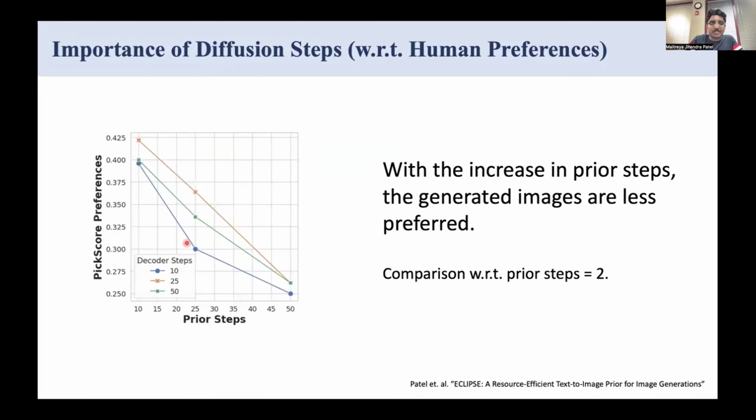We observed that if you keep increasing the prior steps, surprisingly the model performance decreases compared to when the prior step is equal to 2. We performed these experiments on MS COCO and even a composition benchmark dataset, and human preference is modeled by the PickScore model. So why is this happening? What is causing the prior model's performance to decrease with increasing time steps?